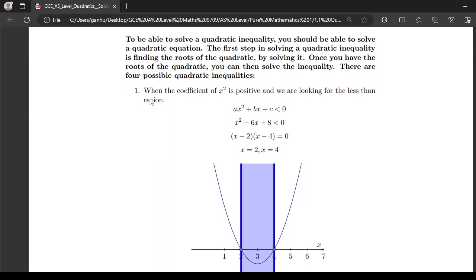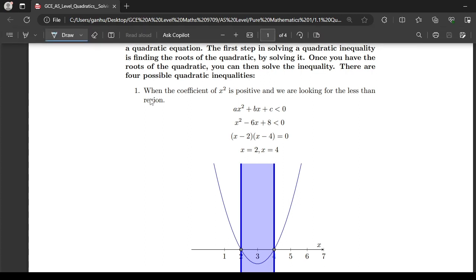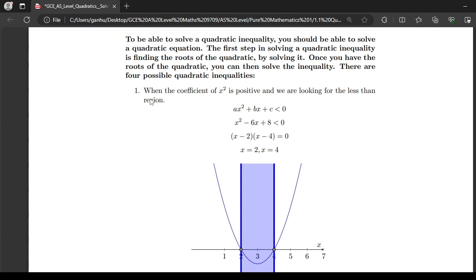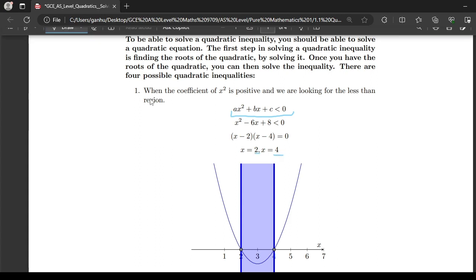So we have four possible scenarios for quadratic inequalities. Let's look at the first scenario, when the coefficient of x squared is positive and we are looking for the less than region. So your quadratic is in the form ax squared plus bx plus c is less than 0. In this case we'll use the example x squared minus 6x plus 8 is less than 0. If you solve the quadratic, you get the roots x is equal to 2 and x is equal to 4.